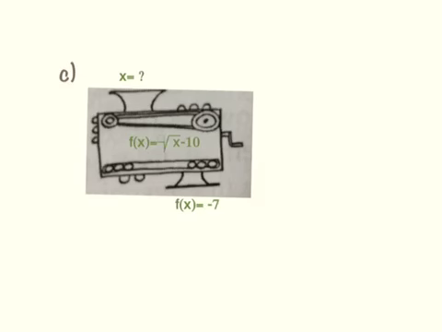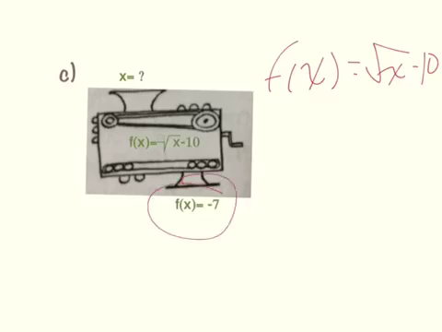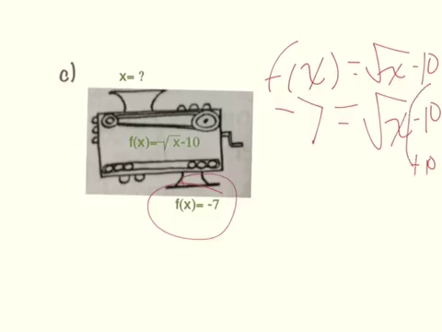Okay, the last one, the function of x equals square root of x minus 10. So we take function of x. Since the function of x equals negative 7, they're the same thing. So I'll write negative 7 equals square root of x minus 10. So we're going to add 10 right here, make a 0. Add 10 on this side. Negative 7 plus 10 is 3. So 3 equals the square root of x.